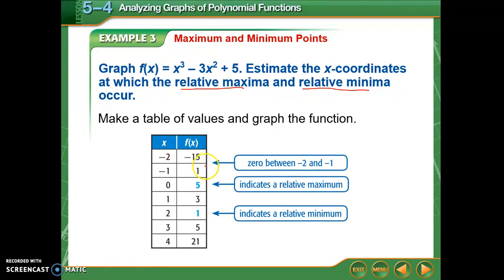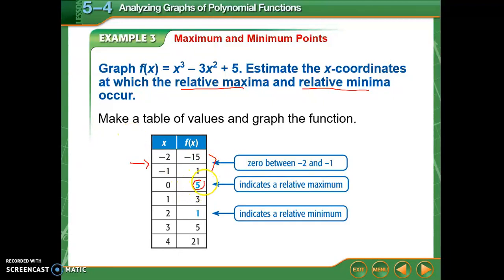Let's analyze a little bit what we would see here about zeros and relative minimum and maximum. Right here we notice a sign change. Y goes from negative to positive. That's what we talked about in the last example. So I expect there to be a 0 or an x-intercept between x equals -2 and x equals -1. Now let's analyze the rest of our y values.